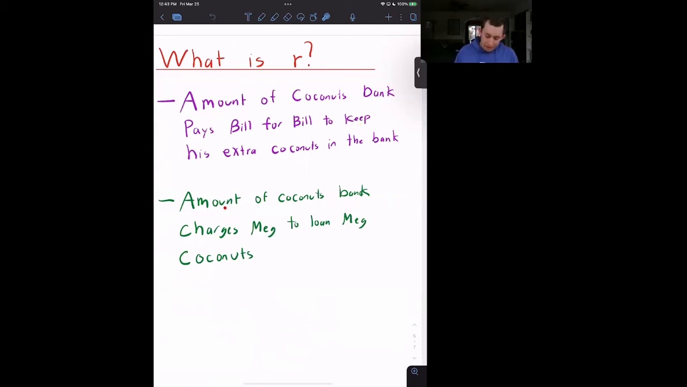Now for Meg, Meg might want to take out some loan of coconuts if she wants to plant some more coconuts, or if she's got to pay for a class in coconuts.